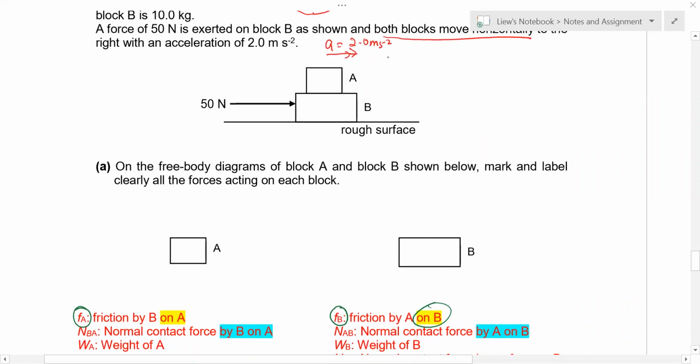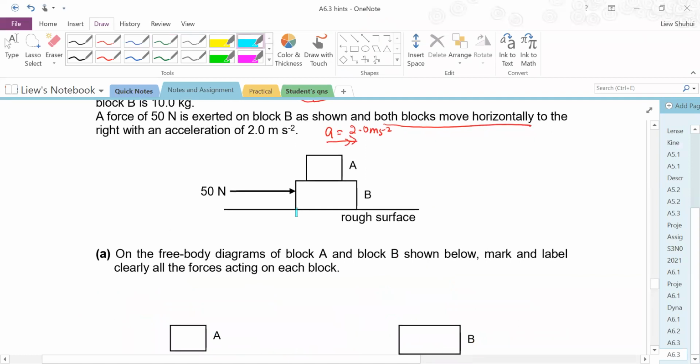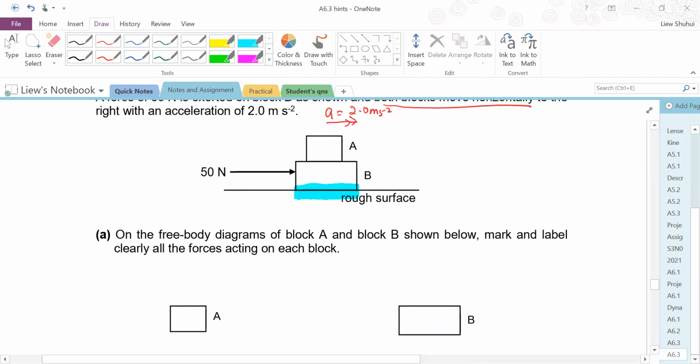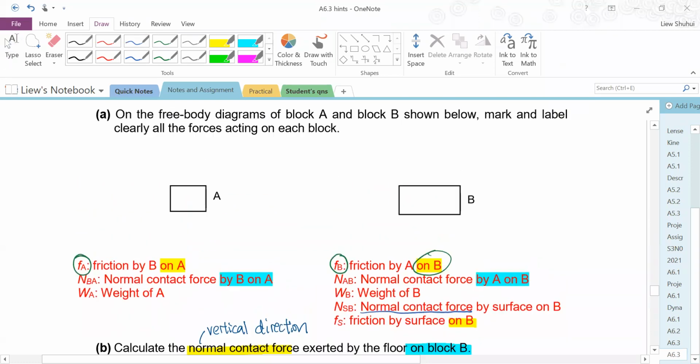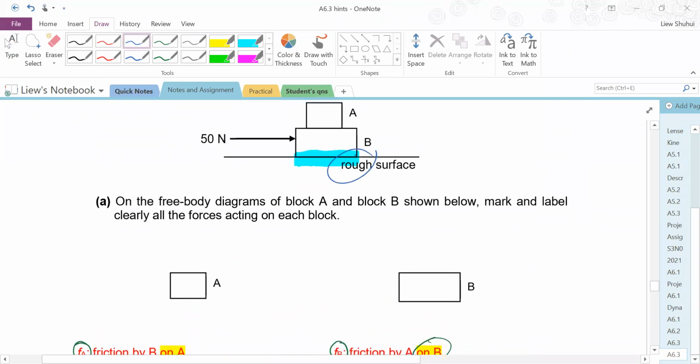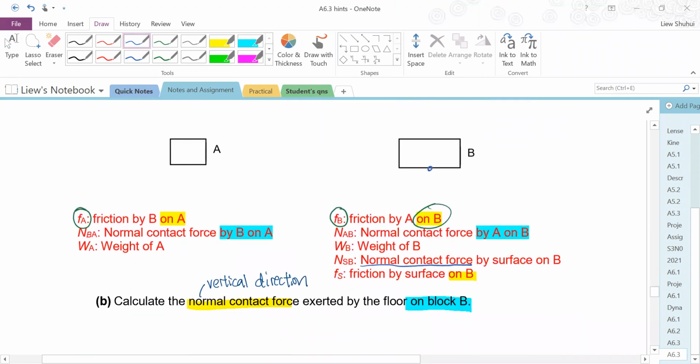Now when you look at body B, it is also in contact with this rough surface. So since it's in contact with the rough surface, there should be this normal contact force by the surface on B. Since the surface is rough, as B is sliding towards the right, this rough surface at the bottom should also exert a friction on B. We're going to call it Fs, the friction by the surface on B at the bottom of the block.